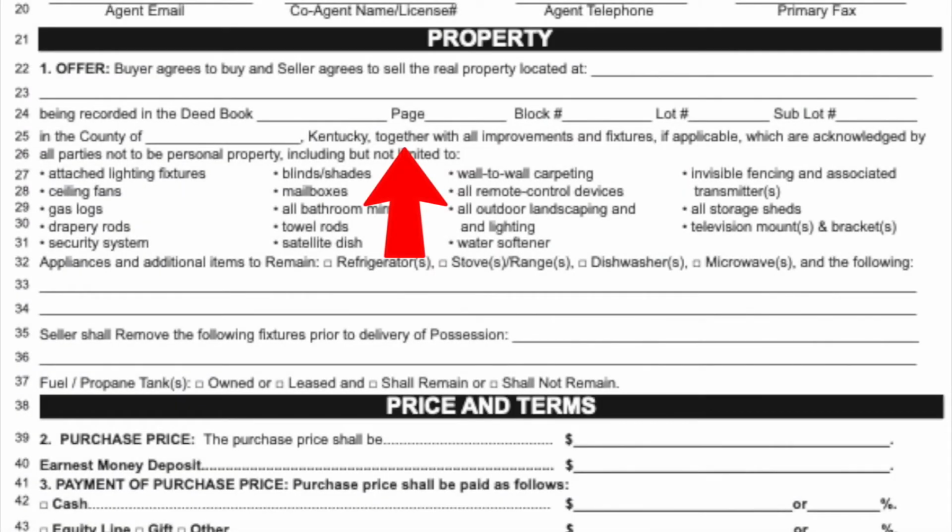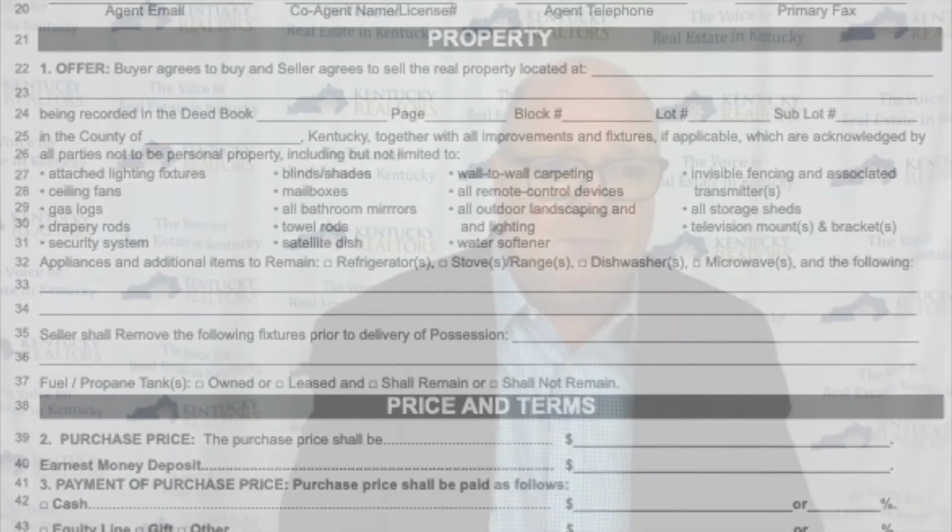On line 25, it says that you are purchasing this property together with all improvements and fixtures, if applicable, which are acknowledged by all parties not to be personal property, including but not limited to. And then it gives a list of a whole bunch of different items. So the assumption is going to be that these items are going to stay with the property and by agreement through contract are in fact fixtures, even if you believe they are not.